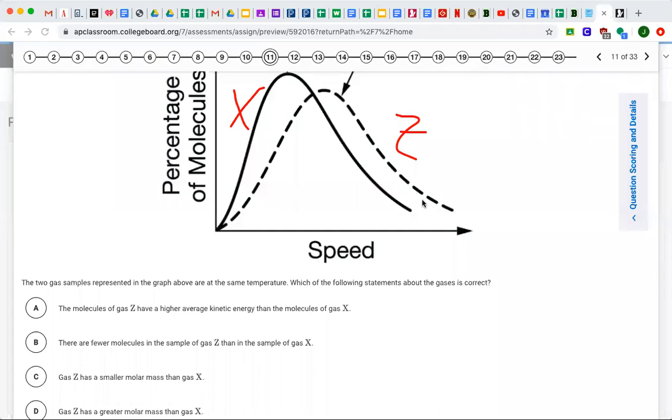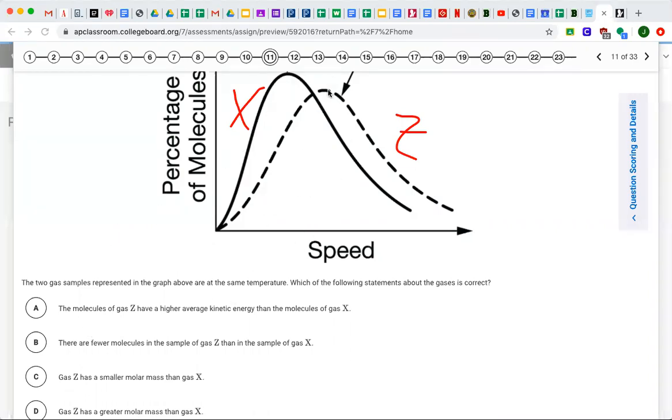All right, so Symphony, what do you think? I think the answer is B. There are fewer molecules in the sample of gas Z, because it's a lower peak here. That's kind of misleading, because these graphs assume that they have the same area under the curve, so that there's the same amount of each. So it's kind of rule that one out.